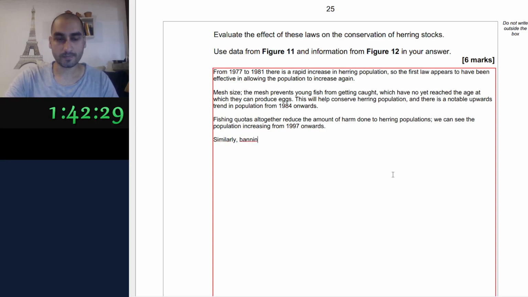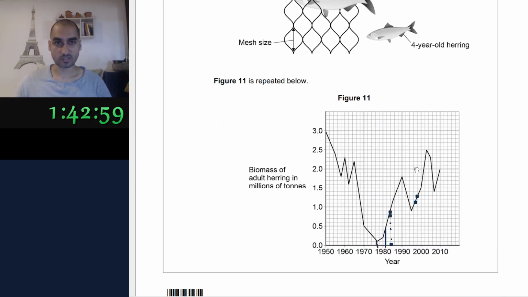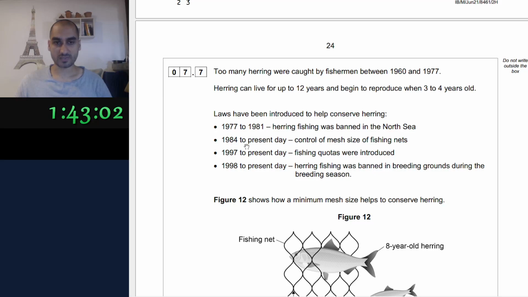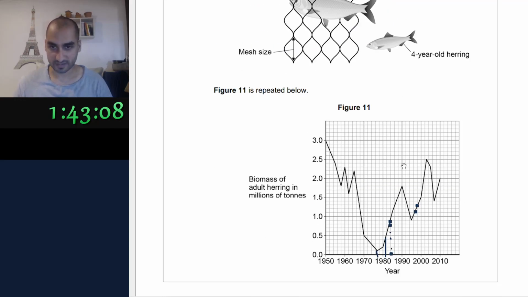Similarly, banning fishing in breeding grounds prevents population decline from overfishing, and again an upwards trend is seen from 1998. Whatever. At least I've addressed each law. I would say for the second, third, and fourth law, you can't really tell anything from this graph. It's too wild.